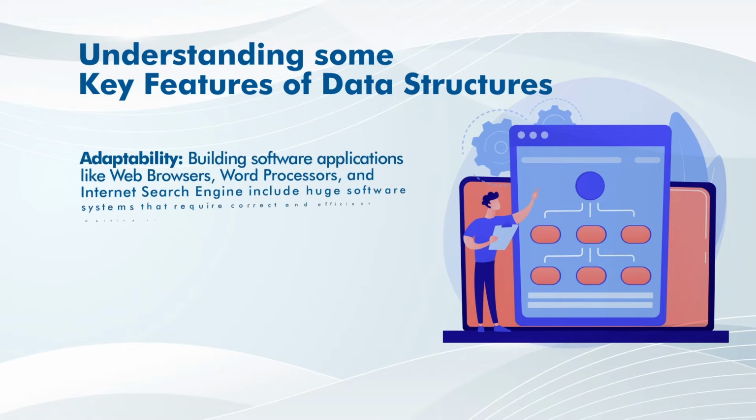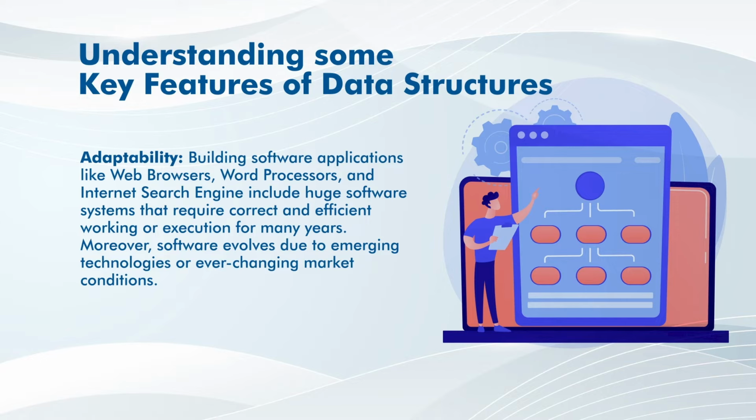Second, adaptability. Building software applications like web browsers, word processors and internet search engines include huge software systems that require correct and efficient working or execution for many years. Moreover, software evolves due to emerging technologies or ever-changing market conditions.